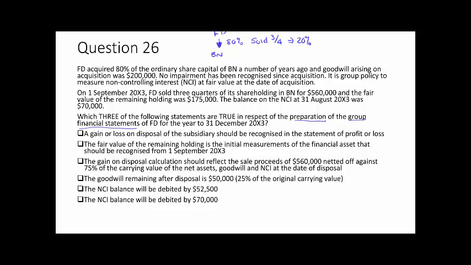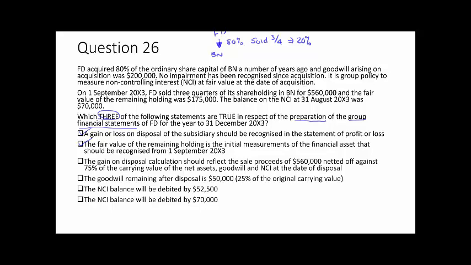So in this case, we're trying to identify which three statements are true. The first of these is that we would calculate a gain or loss on disposal, and as we said, yes, that is correct, we would need to do that. The second is that the fair value of the remaining holding would be the initial measurement of the financial asset to be recognised from the 1st of September 20X3. And again, this is true, that is exactly how we would account for the associate holding that we now have.